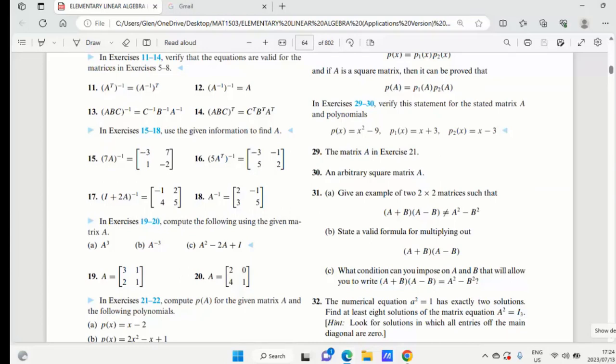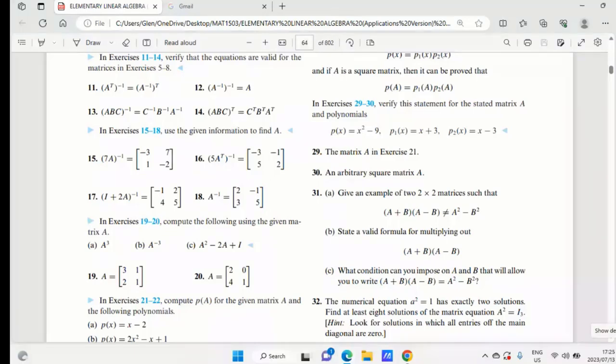Starting from the beginning: open bracket, open another bracket, identity plus 2a, close bracket to the power -1, close bracket to the power -1 again, is equals to a matrix of -1, 2, 4, 5, inverse of that one, which I'm going to raise to the -1.